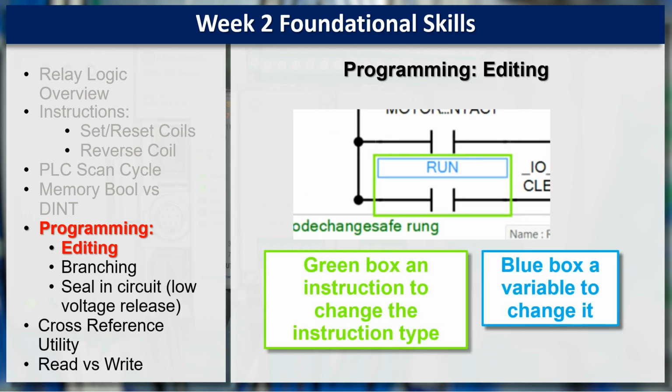Just remember the adage, watch where you point that thing. When making edits and you're working on an instruction or the instruction's variable name, you have to be careful where you're pointing it. If you hit the instruction itself, a green box will appear. When you do that, you can change the instruction type.